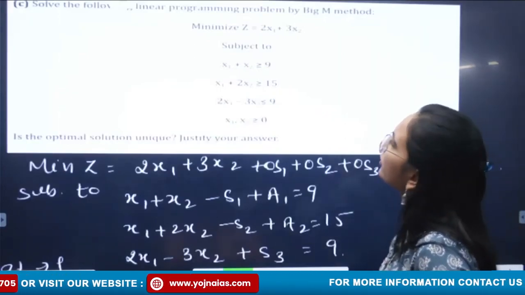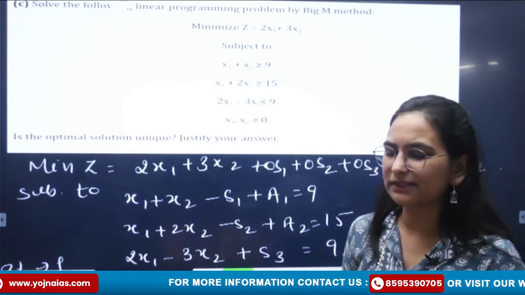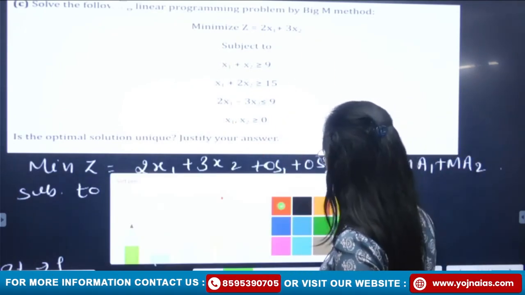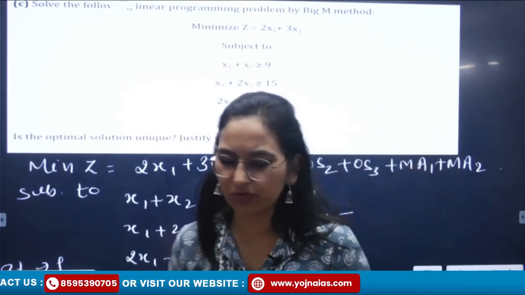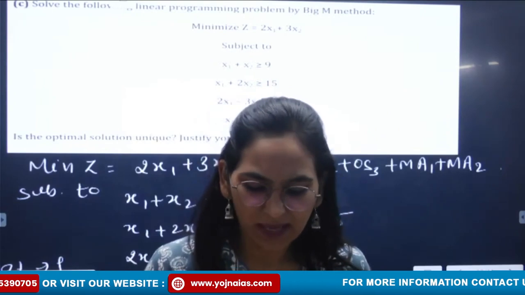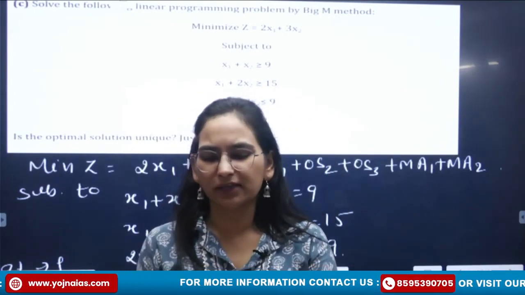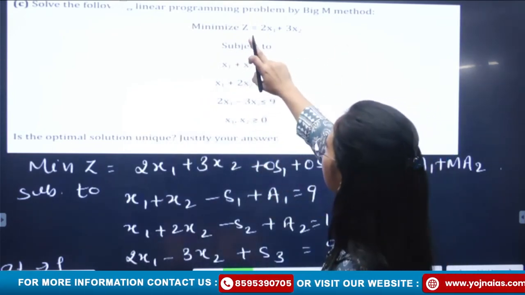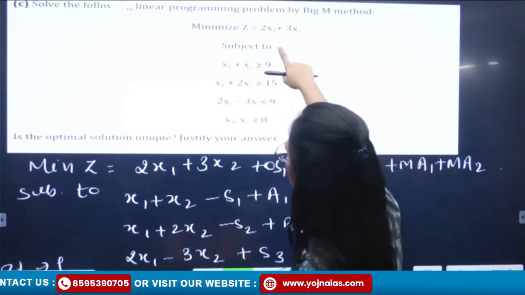Next, solve the following linear programming problem by the big M method. In the big M method, what do we do? I have already solved this because it would have taken a lot of our time, so to save that time I have solved it, and I will explain what needs to be done. They said minimize z = 2x1 + 3x2 subject to these conditions.